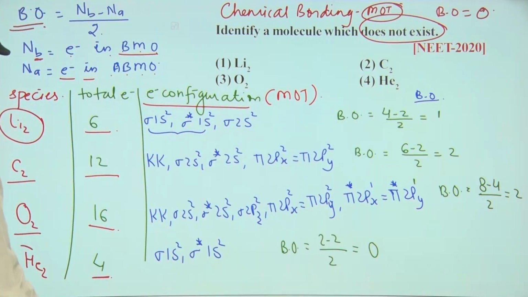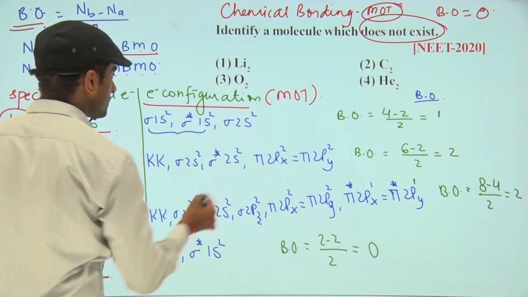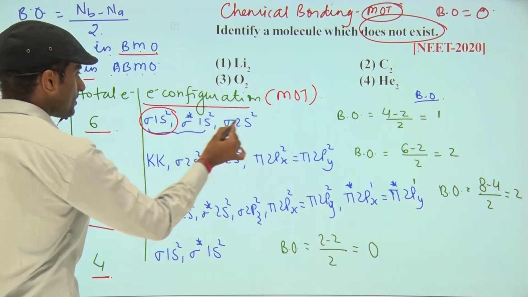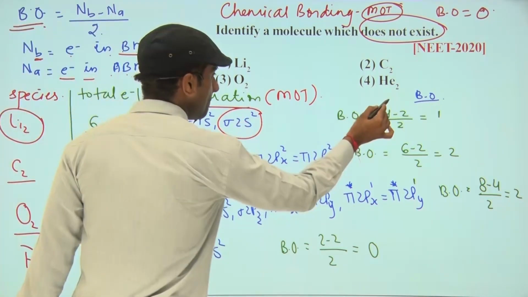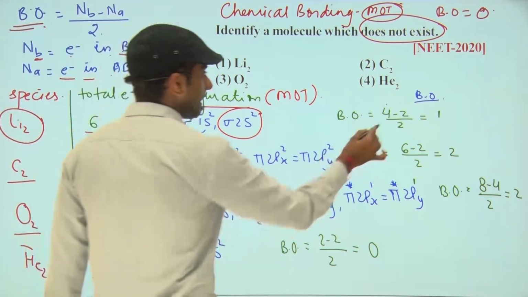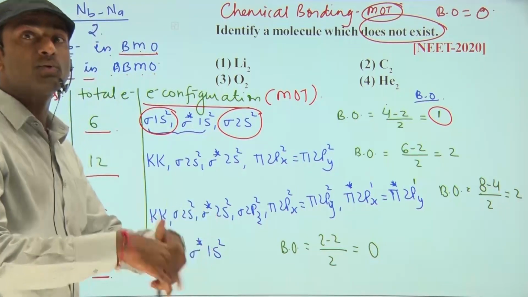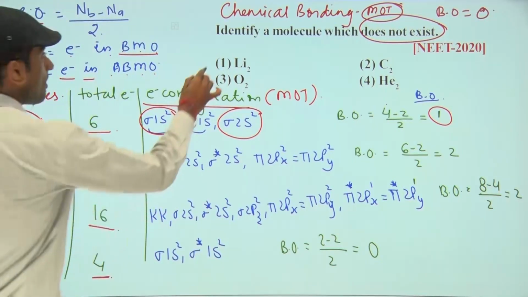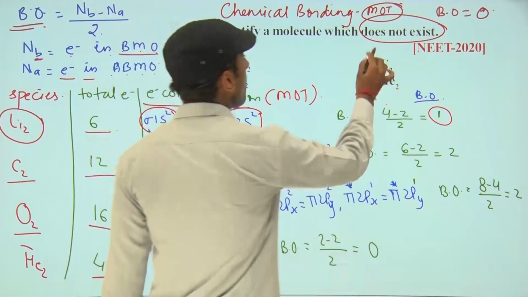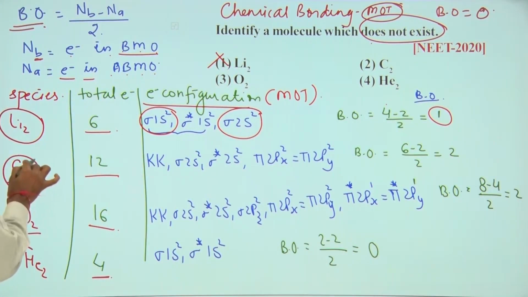Good. So now you can see that we are having the configuration sigma 1s2, sigma star 1s2 and sigma 2s2. So 2 plus 2, 4 electrons in the BMO, while sigma star means 2 electrons in the ABMO. So we are getting bond order 1. It means this is going to exist here. So this is not your answer because we want the one that does not exist.